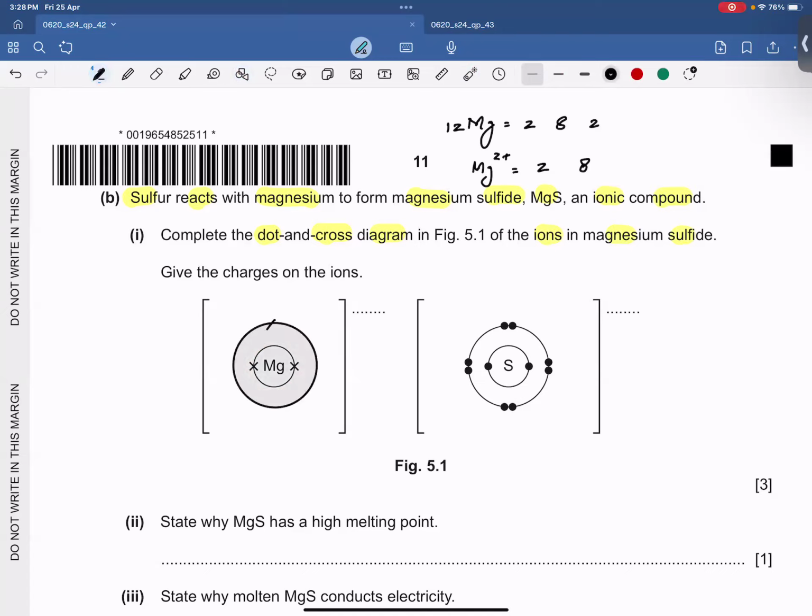And obviously these electrons are represented by cross 2, 4, 6, and this one is 8. Okay, sulfur has an atomic number of 16, so its configuration is 2, 8, and 6.